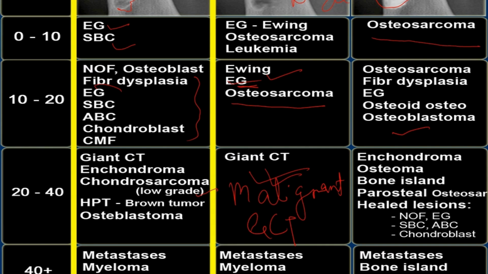And sclerotic lesion is again seen in enchondroma, osteoma, bone island, periosteal osteosarcoma, and healed lesions like NOF, eosinophilic granuloma, simple bone cyst, aneurysmal bone cyst and chondroblastoma. Whereas in 40 plus years, metastasis can show well-defined margin, whereas it is malignant but it can show the well-defined margin. Multiple myeloma shows punched out margin or well-defined margin, and geode.